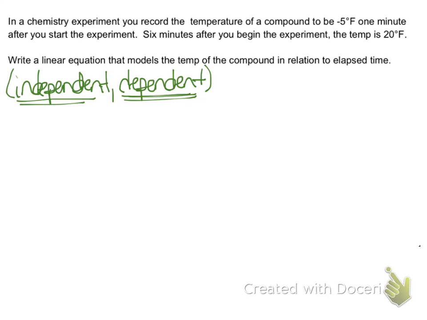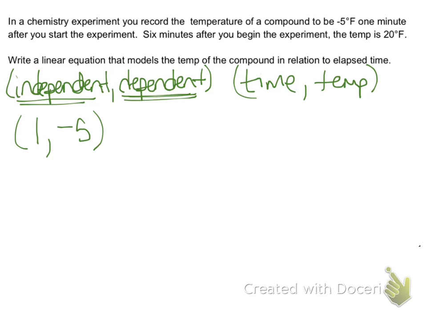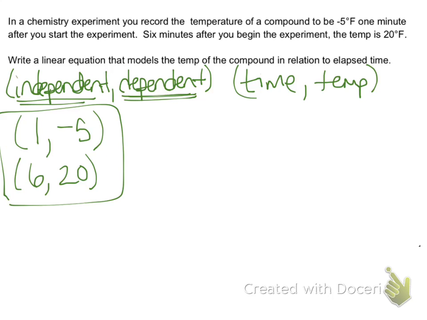Well, it should seem somewhat obvious that time is going to happen no matter what changes are going on. So in this case, the time is going to be our independent variable because the temperature is going to depend on how much time has elapsed. So now our two ordered pairs: 1 minute after we started the experiment, the temperature was -5. And then it says that 6 minutes after we started, the temperature is 20 degrees. And so now we have two ordered pairs and we can write an equation, so go ahead and do that.